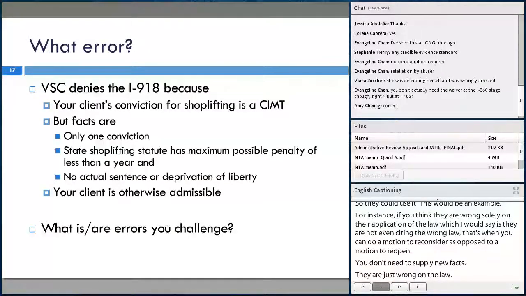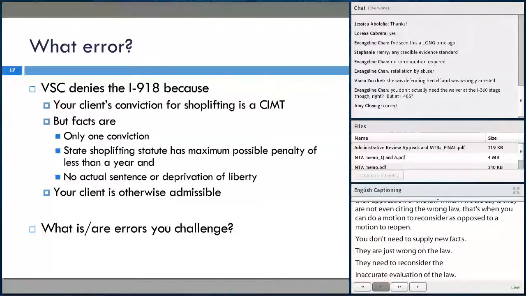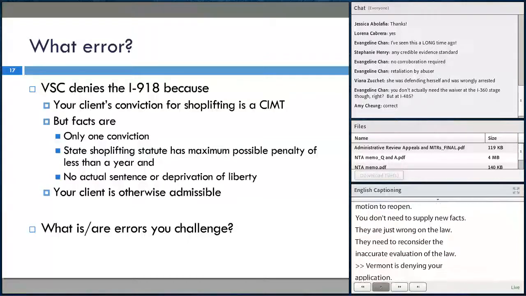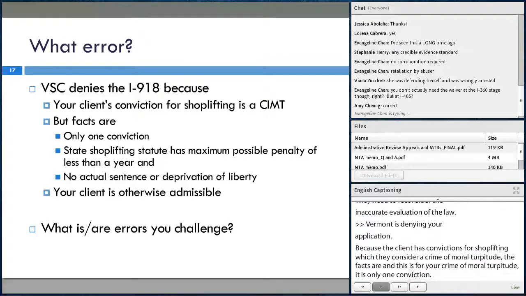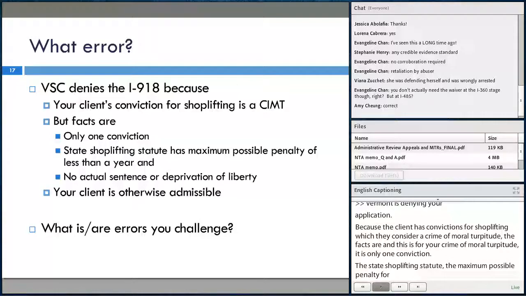Now Vermont is denying your U visa application, the I-918, because your client has a conviction for shoplifting, which they are construing as a crime of moral turpitude again. The facts, however, are, and this is where your crime of moral turpitude experts can think through this, it's only one conviction. The state shoplifting statute, the maximum possible penalty under it for this crime is less than a year, and there was no actual sentence or other deprivation of liberty for your client. Otherwise, your client is admissible.